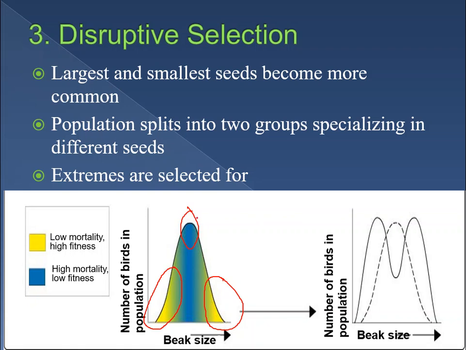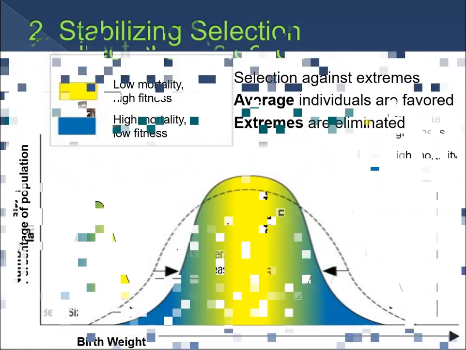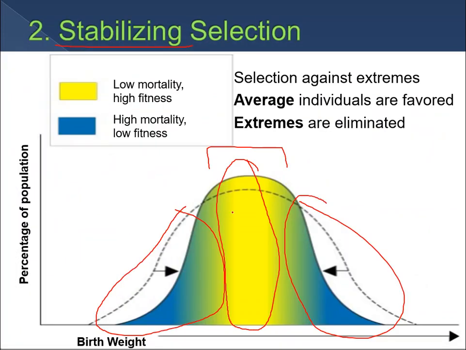Whereas if you have an intermediate sized beak, you're not really good at either. You're not really good at eating insects or getting small berries, and you're not good at cracking open larger nuts or seeds. So in this case, the extremes are rewarded. It's good to have a small beak, it's good to have a large beak, but having an intermediate beak is not so good. So it's kind of like the opposite of stabilizing selection.